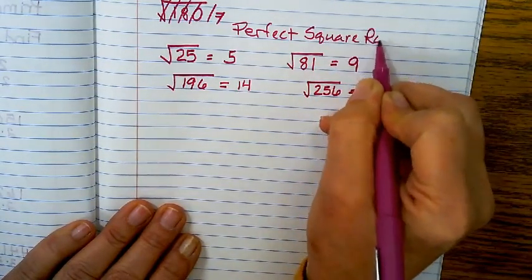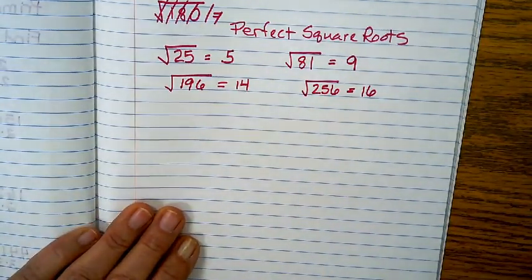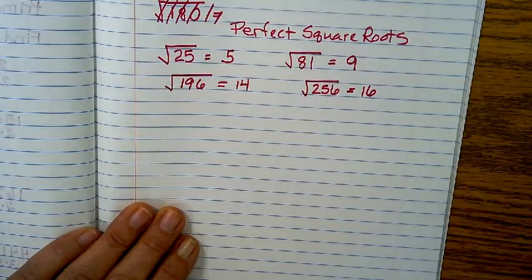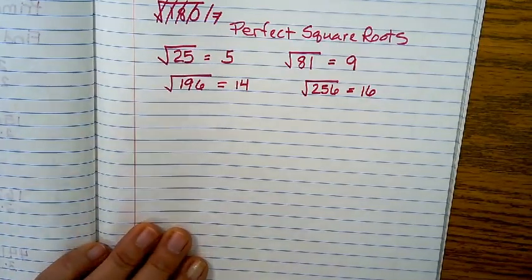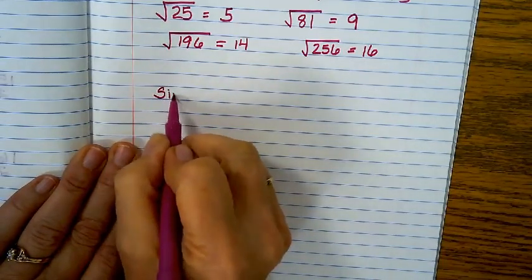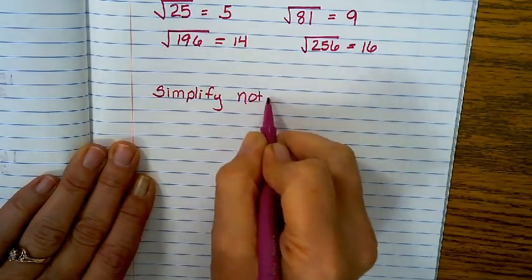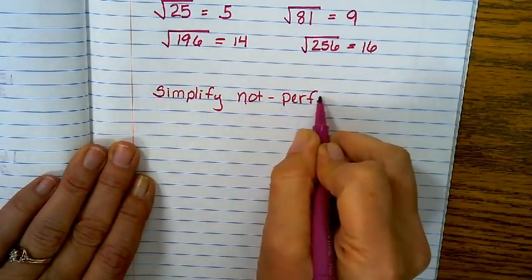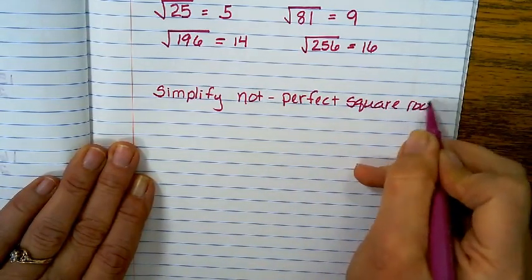Because the square root of that number comes out to be a whole number. And one of the things to do when we start to simplify square roots is just check first and see if the numbers come out as a perfect square root before you start doing the process that I'm going to show you how to do next. So when we have to simplify not perfect square roots, now the process is a little different.